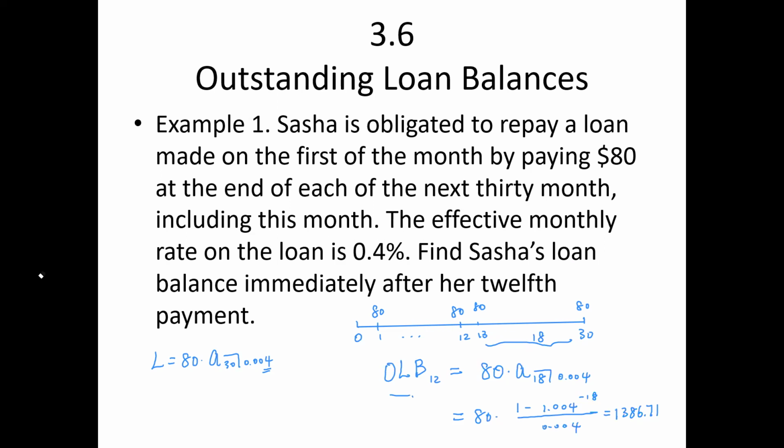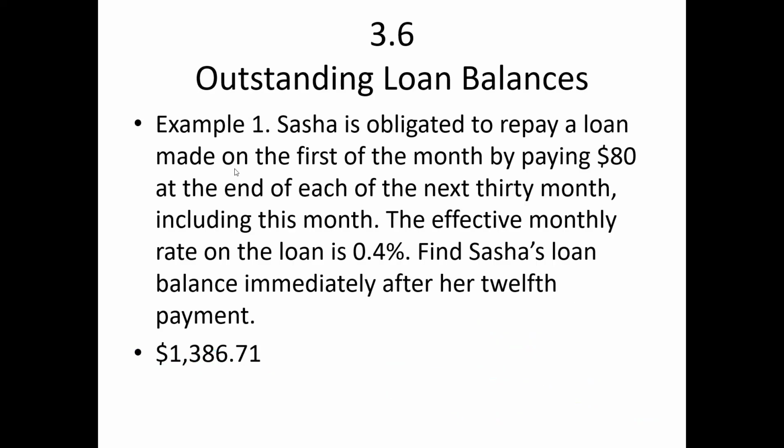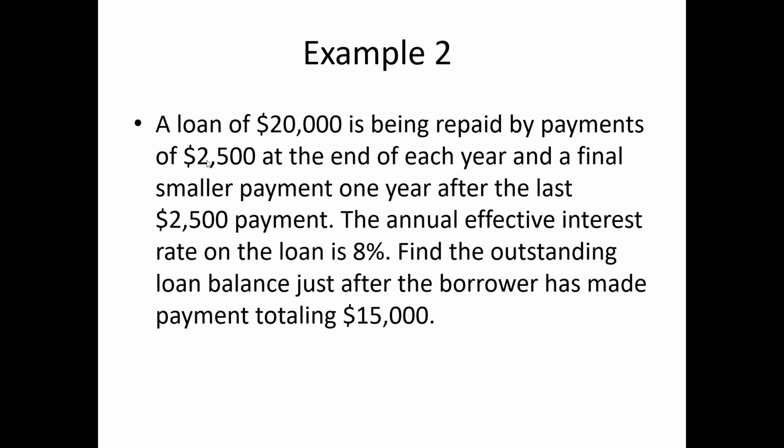All right. Move on to the next problem. A loan of $20,000 is being repaid by payments of $2,500 at the end of each year, and a final smaller payment 1 year after the last $2,500 payment. The annual effective interest rate on the loan is 8%.